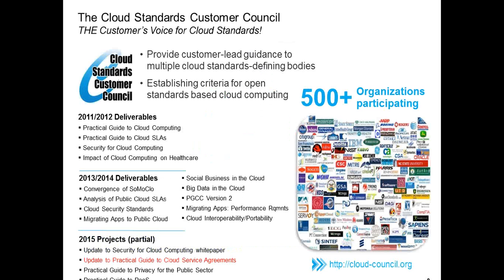So the CSCC is a customer advocacy organization that provides guidance and levies requirements on various cloud standards bodies. And to that end, the Council develops collateral like best practices, use cases, does some standard gap analysis, etc. And over the past 4 years, the Council has grown to over 500 member companies. The collateral that the CSCC has delivered since its inception is highlighted on this chart. And at the bottom is a preliminary list of projects that the CSCC is working on this year.